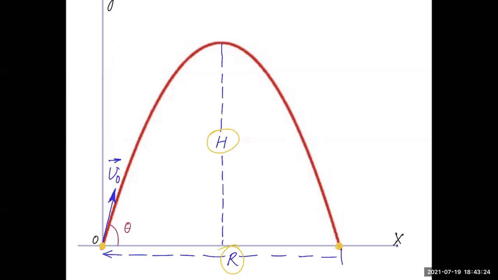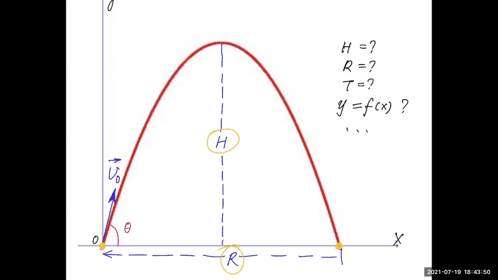So let me write down some of the common questions we want to ask about this projectile motion. So what is H? What is R? The range. What is T? The time of flight. What is the shape of this curve, that is Y as a function of X? What function is it? Dot, dot, dot, many other questions. So how do we answer these questions?